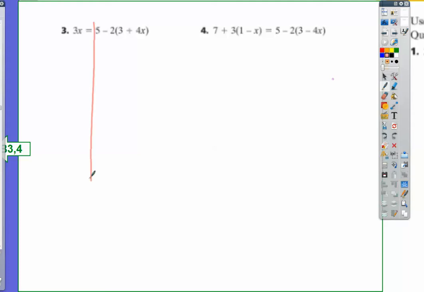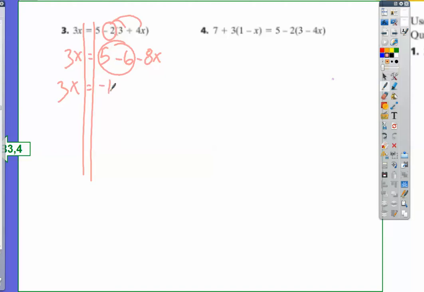So the process doesn't change here. The only difference is now we're distributing a negative. So yes, that negative sign needs to be included in the negative 2. So negative 2 times 3 is negative 6. I'm going to write the 5 before I forget about it. Negative 2 times 4x is negative 8x. So let's combine these together. So I got 3x is equal to negative 1 minus 8x.